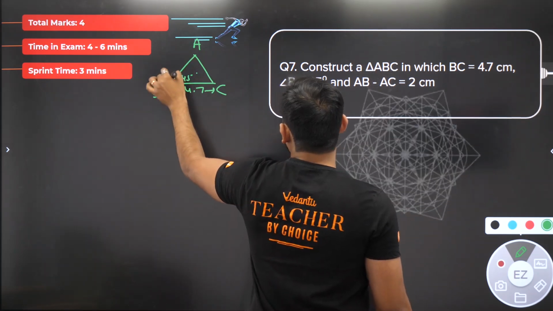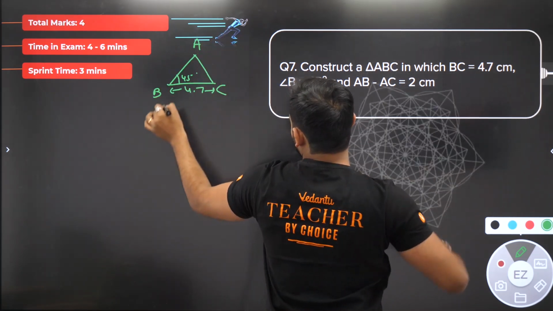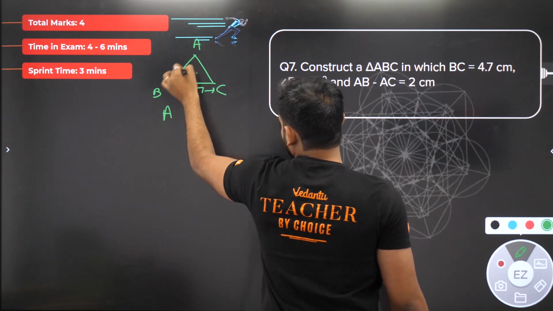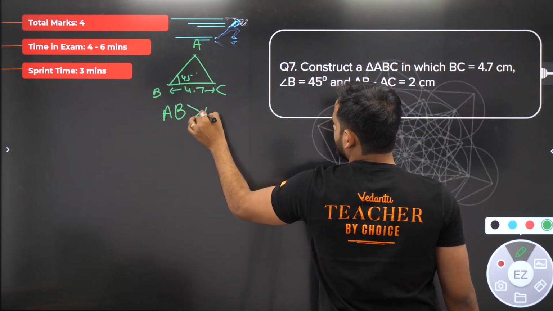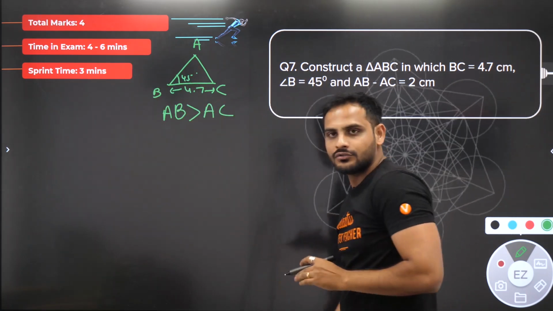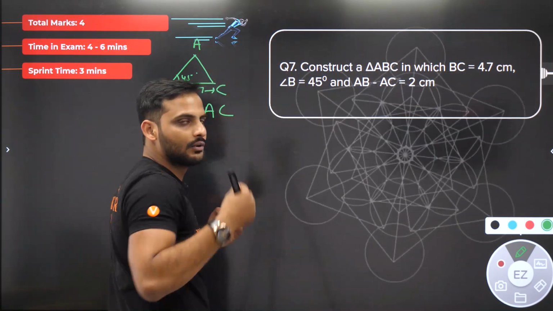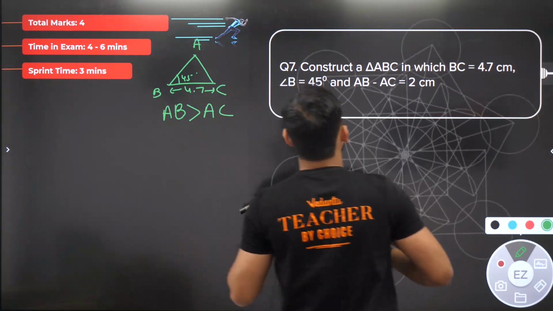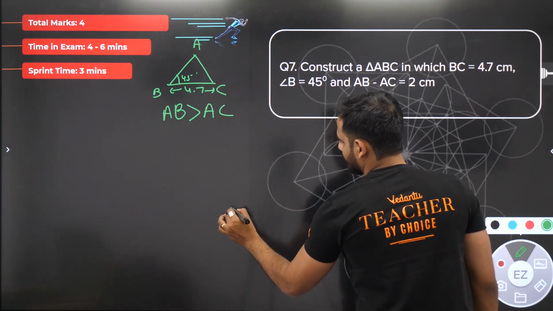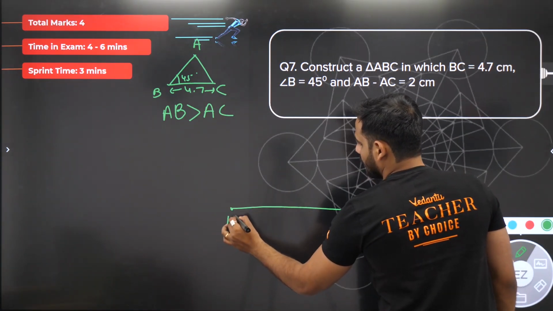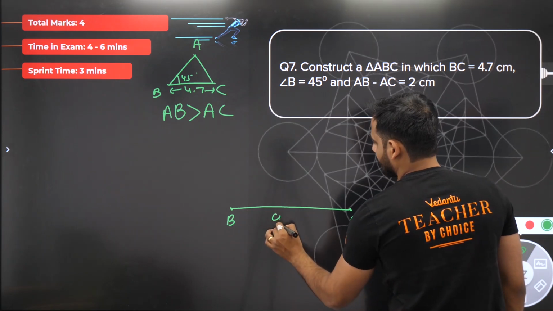So now you can see here they have told AB minus AC. That means the line which is attached with the base angle is greater than AC. That means no need to extend the line, same as what we did in the previous part when we were doing the sum of the sides. So what we'll do here, we will draw first BC of 4.7 centimeter.